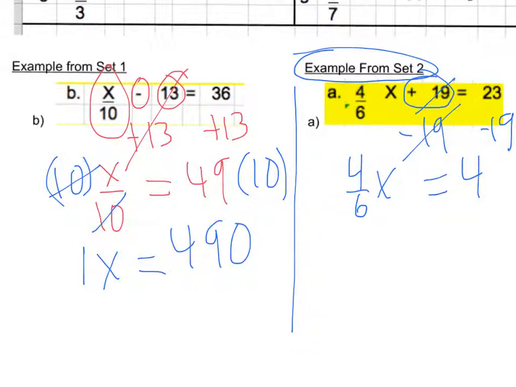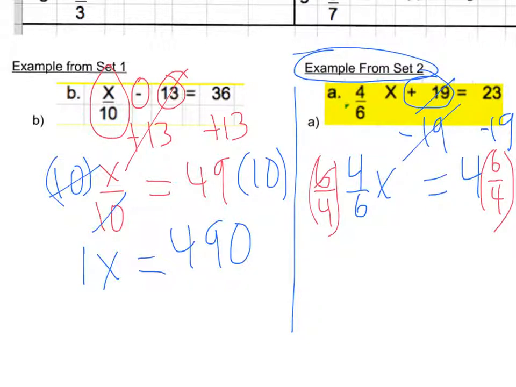And now I look at what I'm doing to x. So what am I doing to x? I'm multiplying it by 4 and dividing it by 6. Multiplying by 4, dividing by 6. Well, what's the opposite of that? I would say it's to multiply by 6 and divide by 4. And whatever I do to one side, I have to do to the other.